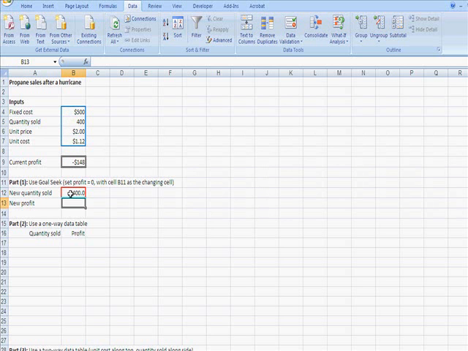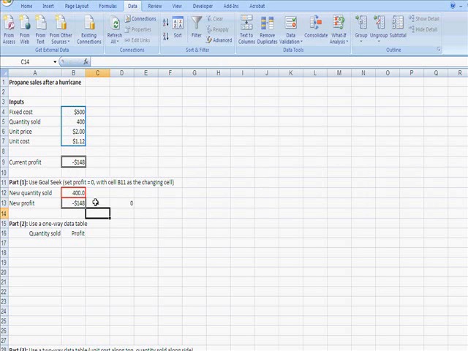So part one asks about what if they change the quantity sold, which is this 400. So we're going to make a separate cell for the quantity sold for our break-even analysis, and then we're going to solve for our new profit. So here we're going to have the same equation as we did before, but we're going to replace B5 with B12. And doing so, we get negative 148, the same as before, because we have 400 for quantity sold.